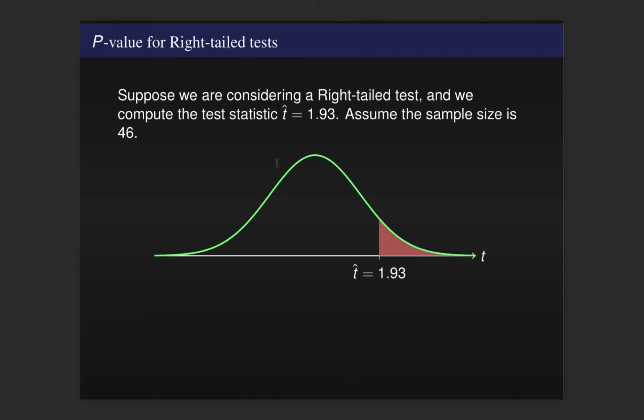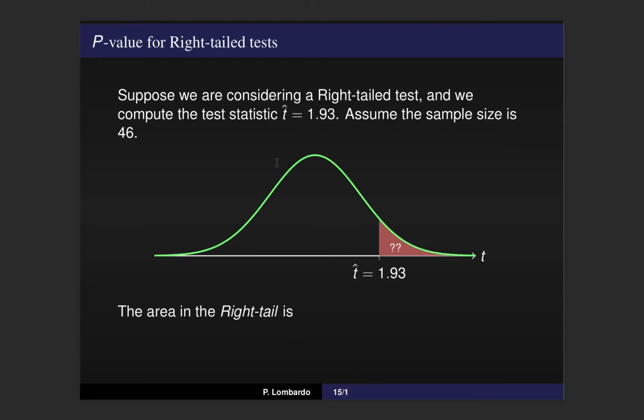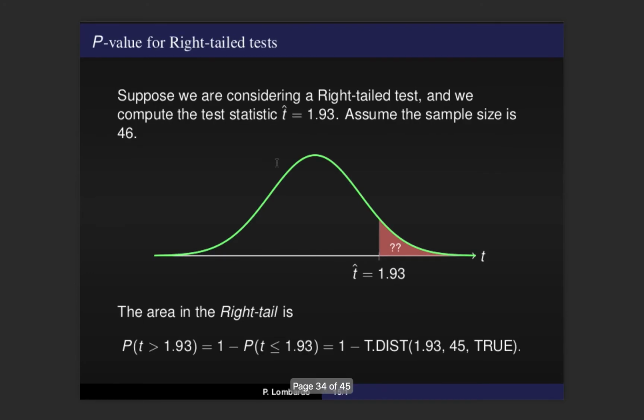All right, so in this case, the extreme region would be to the right. It's a right-tailed test, so the extreme region is to the right of our test statistic. To compute our p-value, we would want the area in the right tail of this picture. Since we're not in cumulative form, we're looking to the right of 1.93, not to the left, we have to do the 1 minus trick in computing this p-value. So our final answer would be 1 minus t.dist(1.93, 45, true), where 45, remember, is our degrees of freedom, 46 minus 1. And the last cumulative argument is always true.